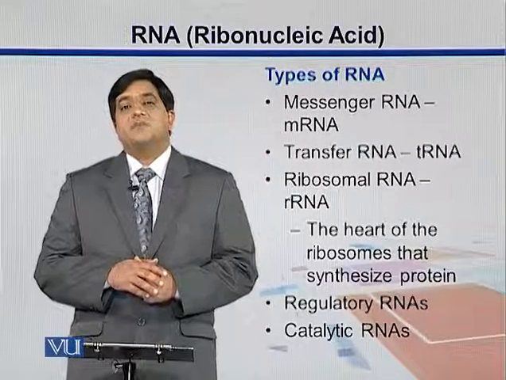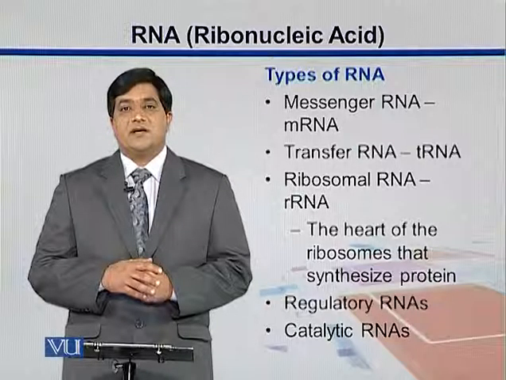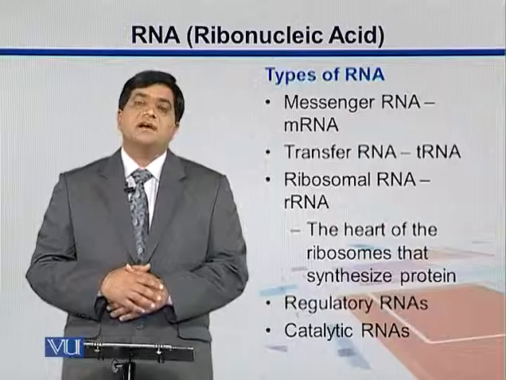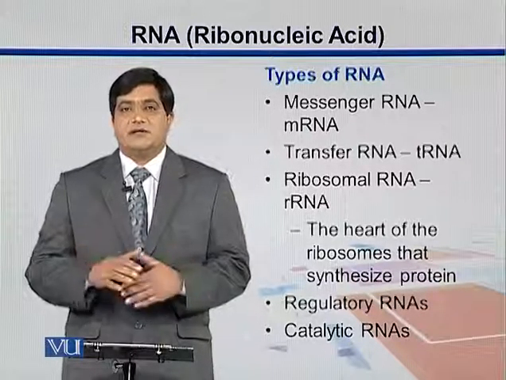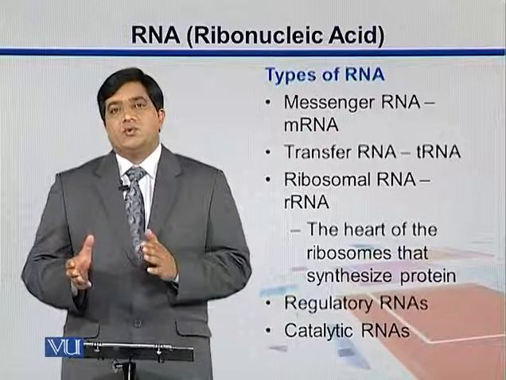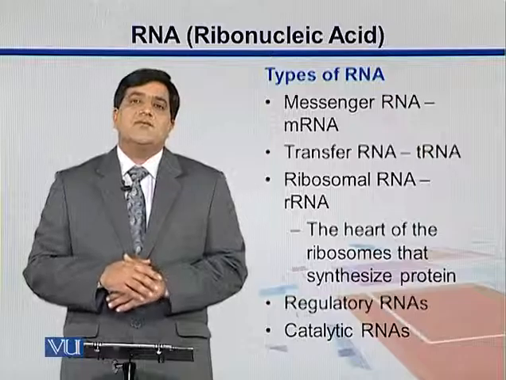Another important type is ribosomal RNA. So ribosomes help form the proteins. So the RNA related to them is actually the ribosomal RNA, which forms the core parts of those ribosomes. So in addition to that, we have some small regulatory RNAs and some catalytic RNAs. So RNAs also play the roles of enzymes controlling different functions in life.